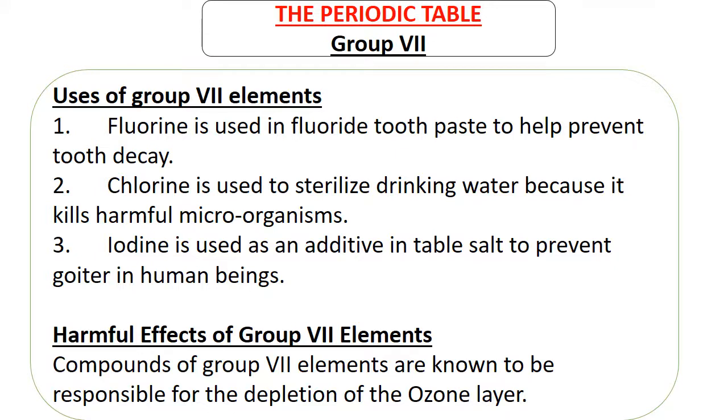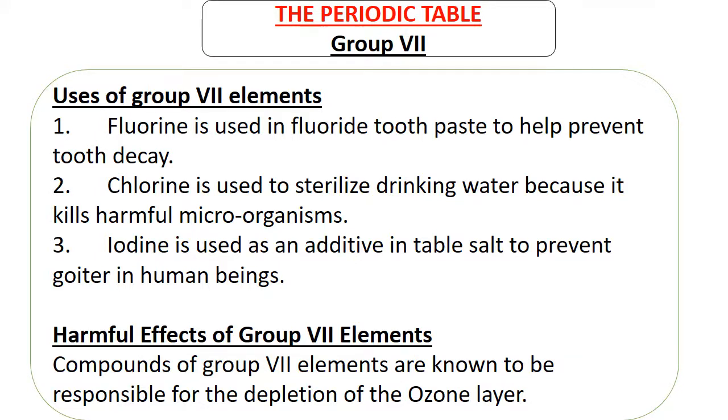When you keep on using these group 7 elements, you burn them, and when their compounds go up there, they can react with the ozone layer. The ozone layer is made of a compound called ozone, which is just an allotrope of oxygen. Oxygen has an allotrope called ozone. The normal oxygen gas is written as O2, but the ozone is O3. That ozone is going to react with the group 7 elements, and it's going to be used up.